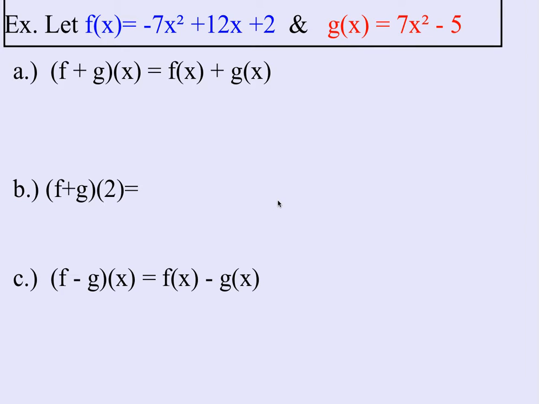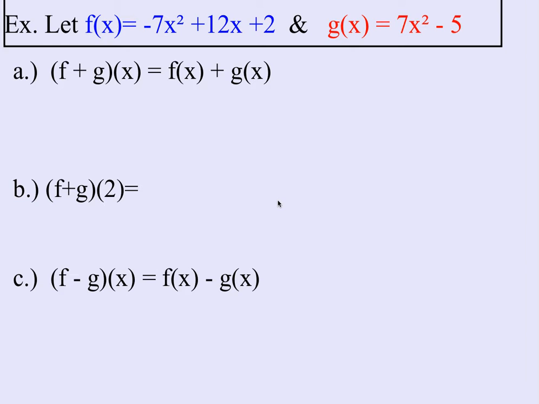This video is on adding and subtracting polynomial functions. So we gave you two functions, f of x, negative 7x squared plus 12x plus 2, is a quadratic function, and g of x is equal to 7x squared minus 5, and that's another quadratic function.